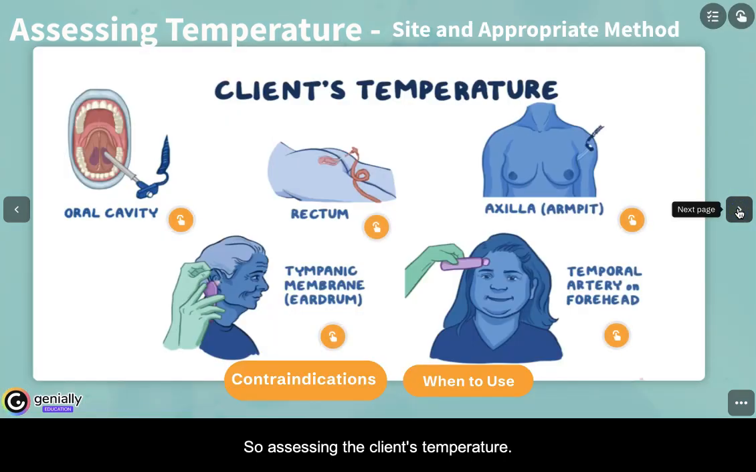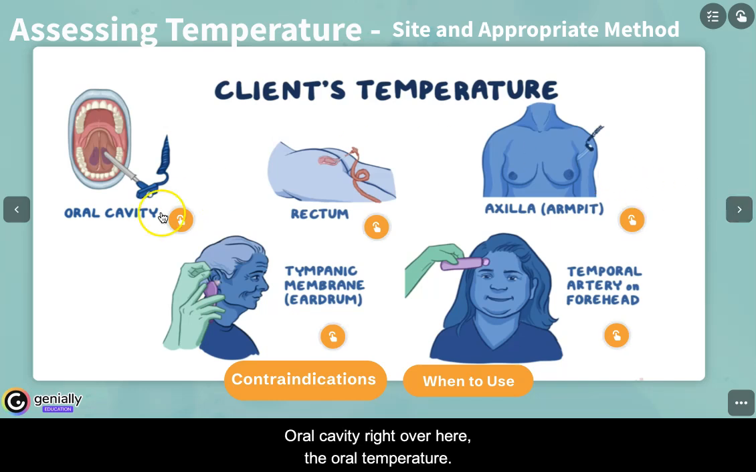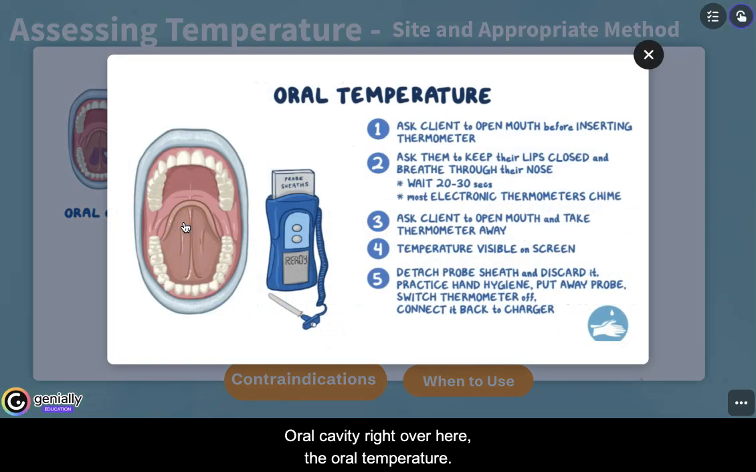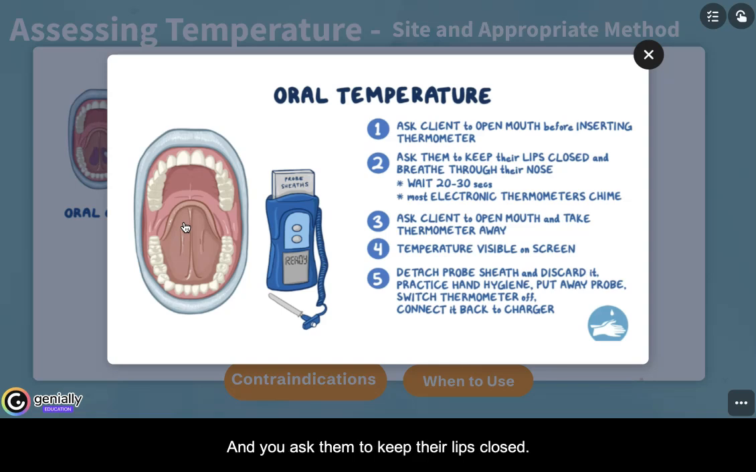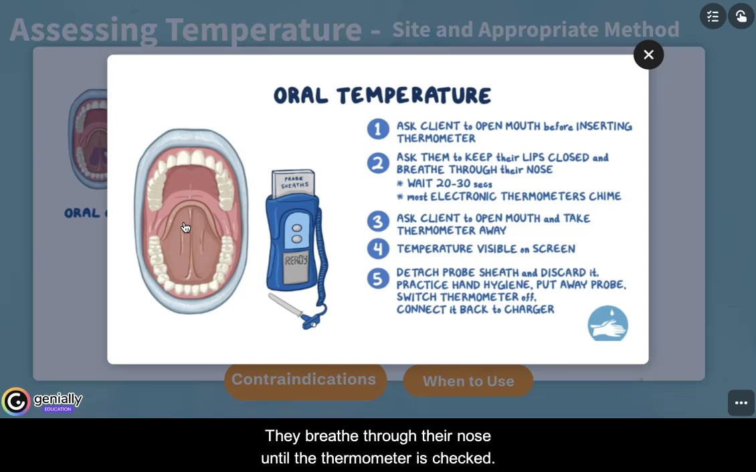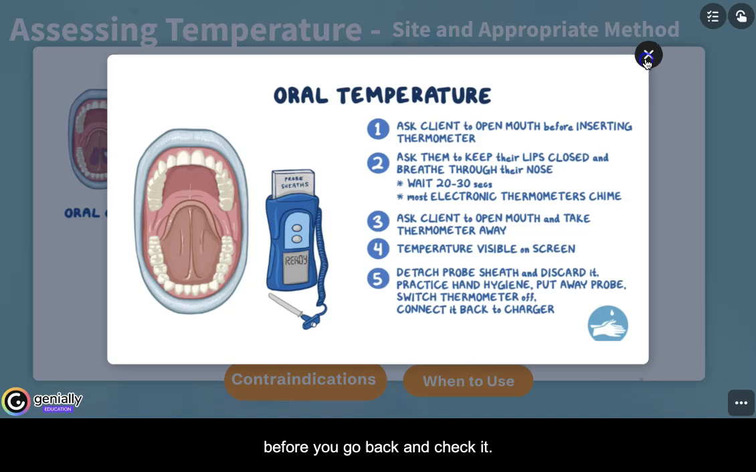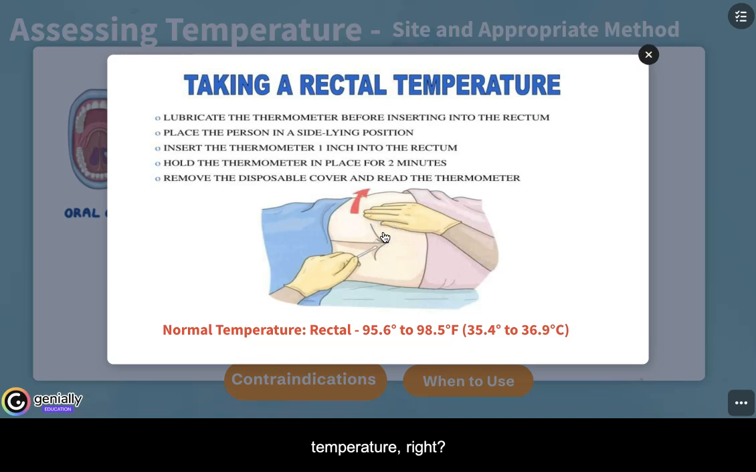So assessing the client's temperature. How do we assess the client's temperature? Oral cavity. Right over here, the oral temperature. Ask the client to open the mouth, and most of the time with the client, you're able to check the oral temperature. You can also ask the client to help. You can give it to them in their hand, let them hold it. It's more comfortable for them. And you ask them to keep their lips closed. They breathe through their nose until the thermometer is checked, it beeps, and then it's done. Now if they just recently had something hot to drink, then wait a few minutes before you go back and check it.